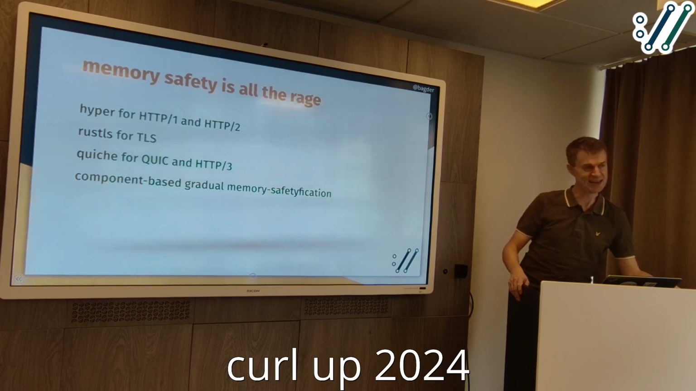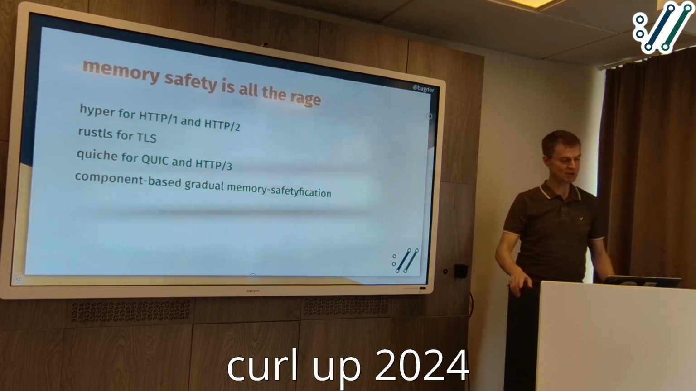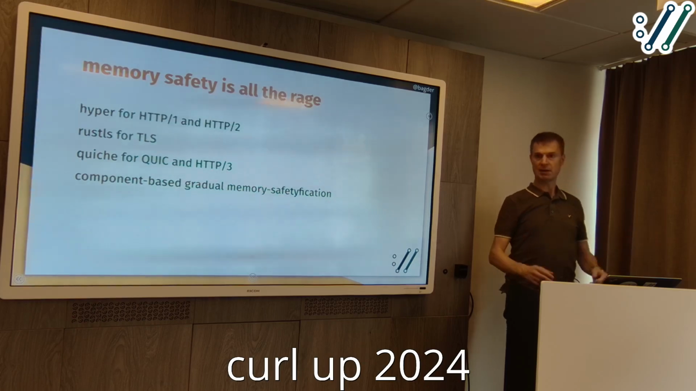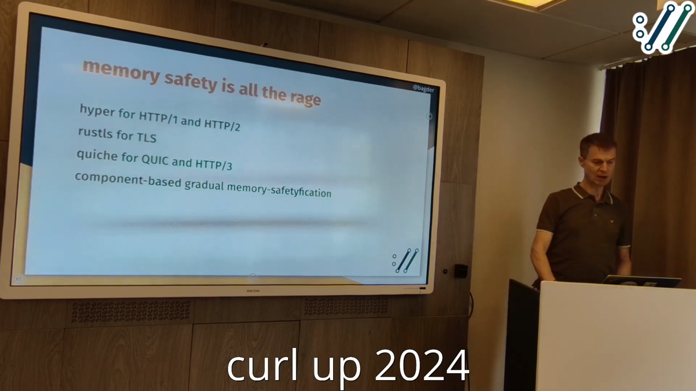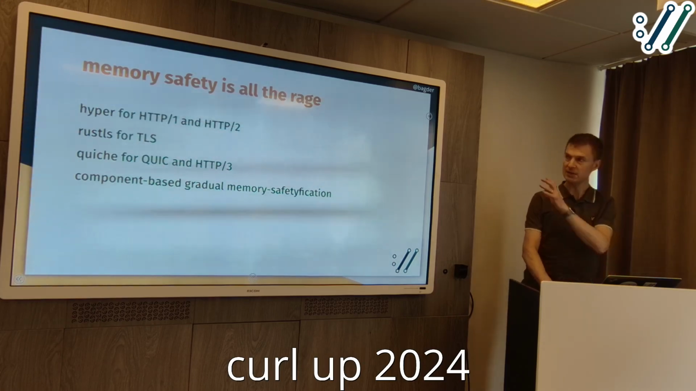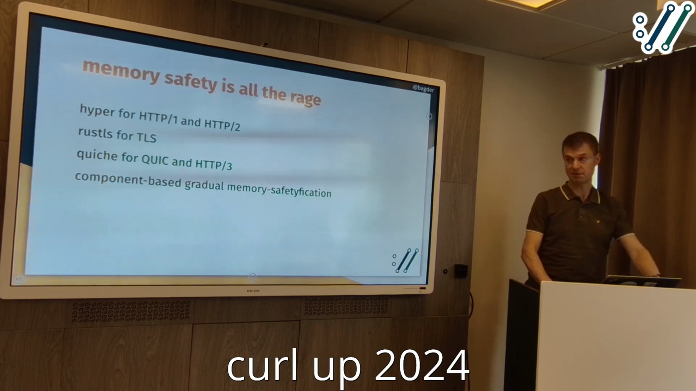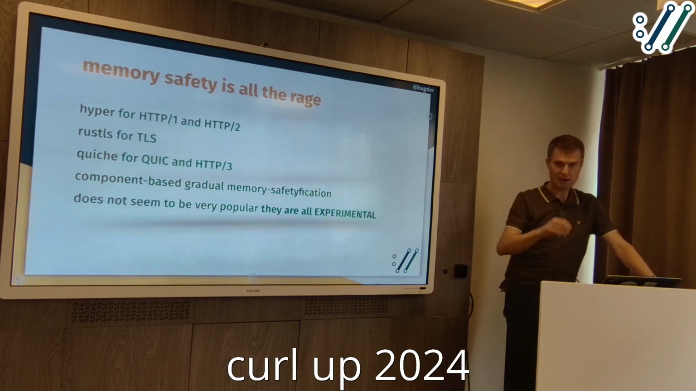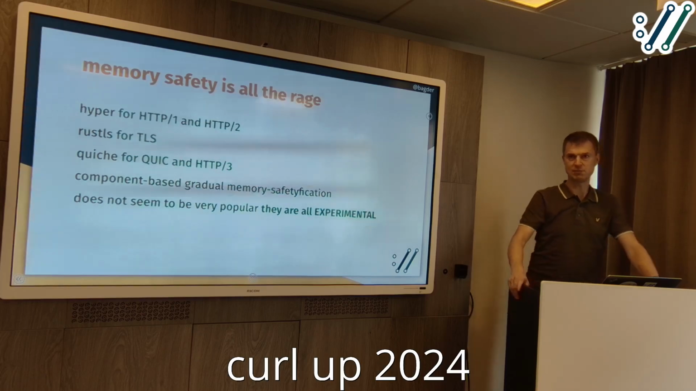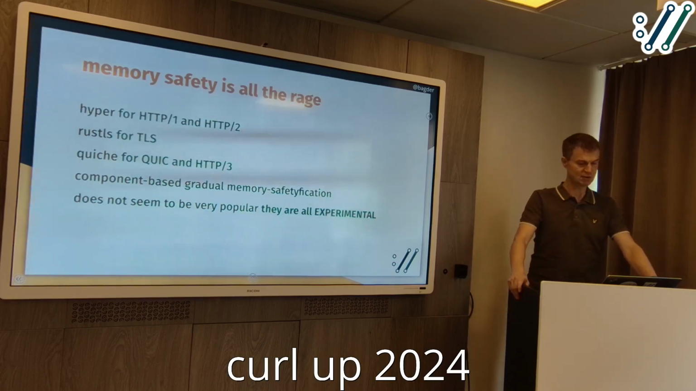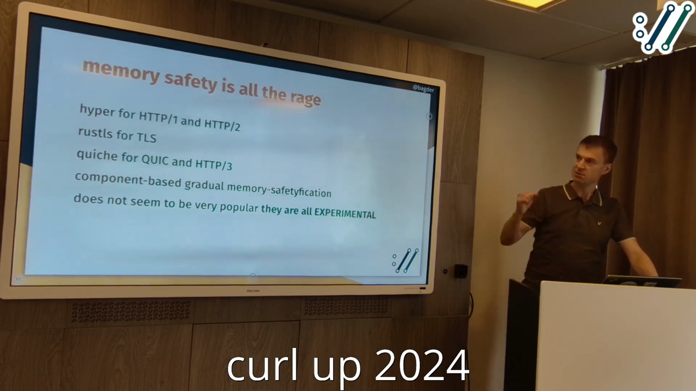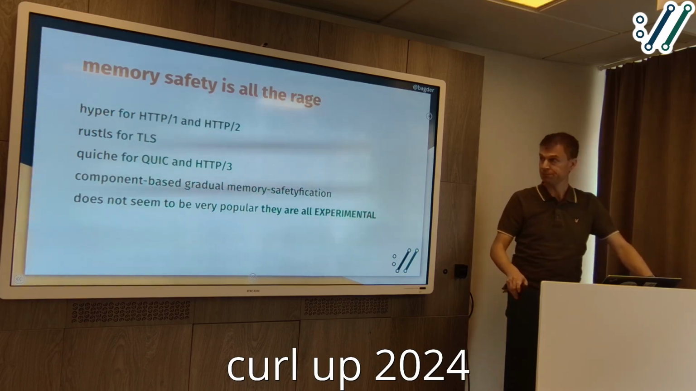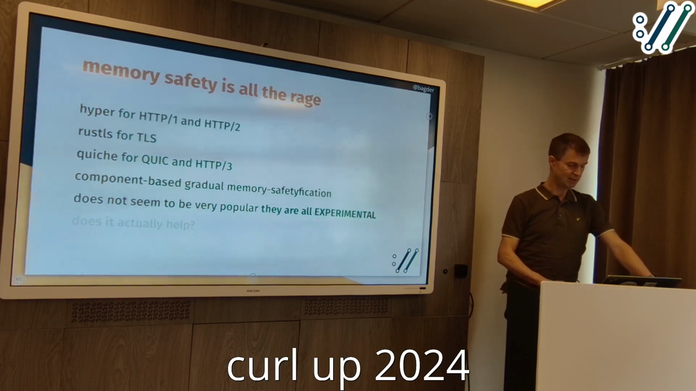We need to use it more. Memory safetification is a popular thing to bring up these days, and people ask us all the time: if you're writing curl in C, why isn't everything in Rust? These are three libraries that we support experimentally. Why isn't everyone jumping on the bandwagon and shipping and running curl with hyper, Rustls, and Quiche all the time? Because they aren't, and no one is.